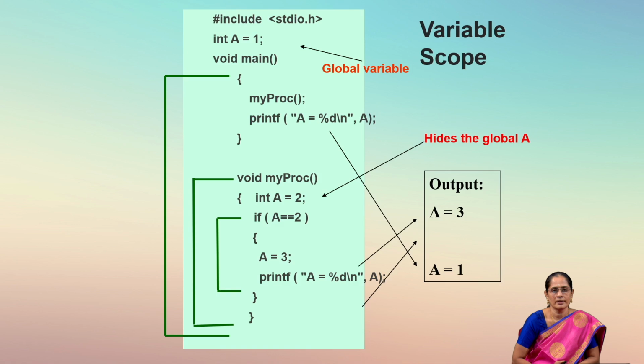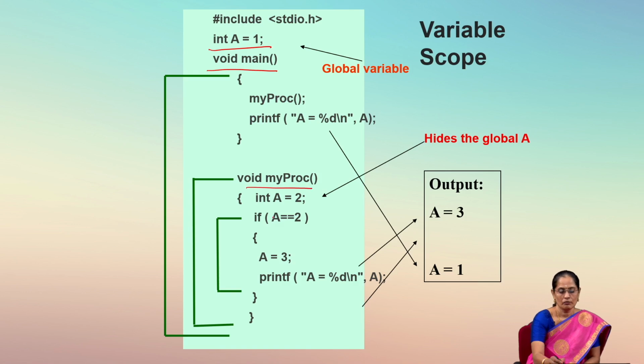Here we can see an example of defining a global variable. Before main, or outside the main function, I am declaring a variable a, and there is a function my procedure, which also defines a variable with the same name a. If it is so, then the local variable overrides the global variable, and only the local variable's value will be retained. It means that it hides the global variable a, in case the same name is used for a global variable and a local variable declaration.